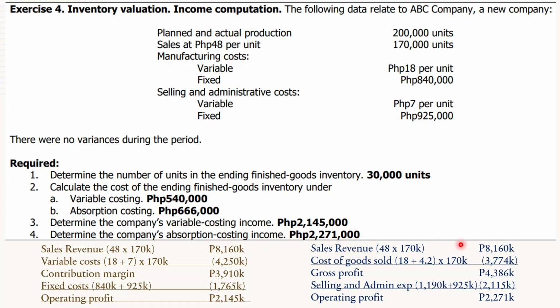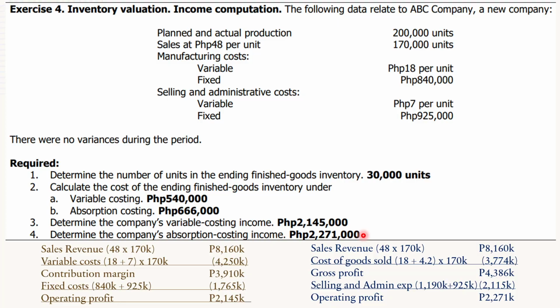You can actually reconcile these two profit figures by taking the difference between production and sales, which is 30,000, and multiplying it by the FOH rate of 4.2. 4.2 times 30,000 is equal to the difference between the variable costing income and absorption costing income. So these are the answers for this problem.